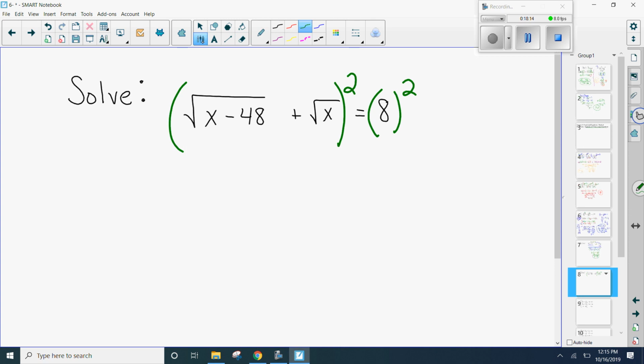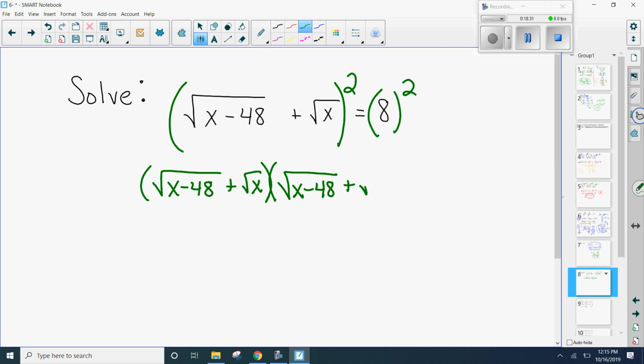If you were to square the left-hand side, when you square a square root plus a square root, you're doing this: the square root of x minus 48 plus the square root of x, squared. Squaring it means you take it times itself, right? And to do that, you have to FOIL. And if you FOIL, what happens when you multiply the first times each other? You get x minus 48. When the radicands are the same, it just gets rid of the radical, the root. But what happens when you multiply the outer?